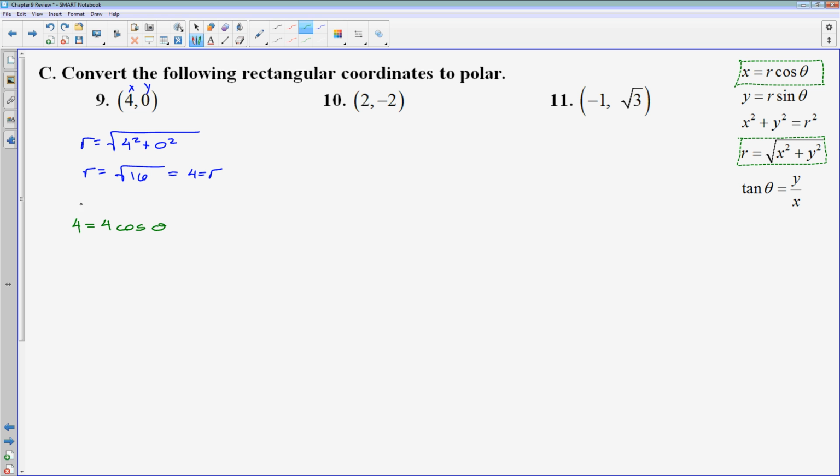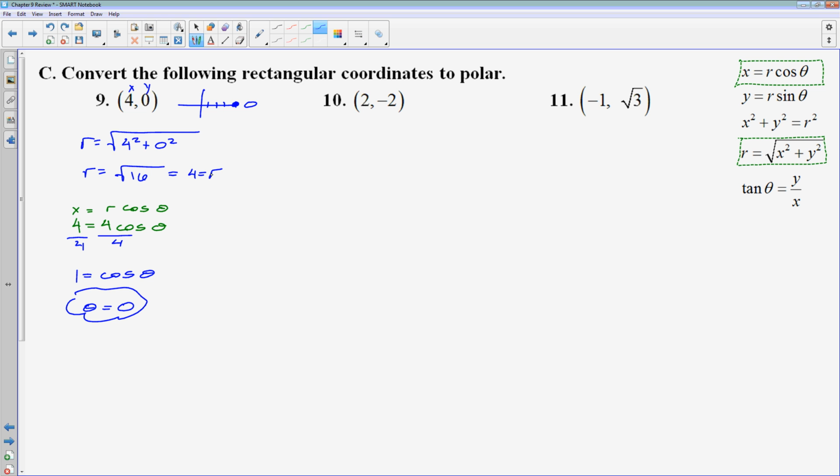Cosine theta. I'm simply plugging in to the equation x equals r cosine theta. I will divide by 4 to get cosine by itself. So 1 is equal to the cosine of theta, and cosine theta equals 1 at an angle of 0. I'm going to plot the point 4, 0. That means I go out to the right 4 units and I don't go up or down. This one's kind of nice because you can just look at that and tell that you're going straight right, which is an angle of 0 degrees or 0 radians. And so an angle of 0 makes sense.